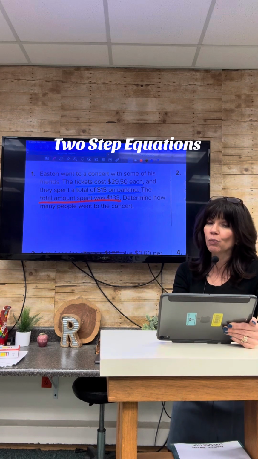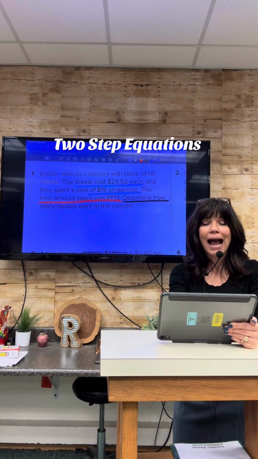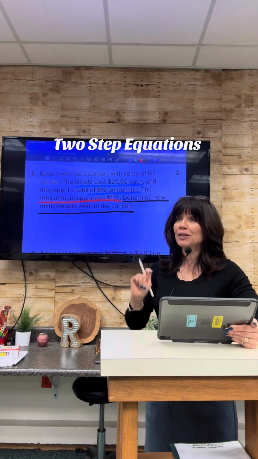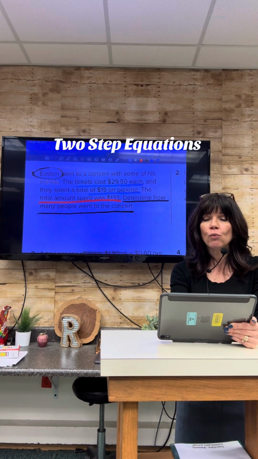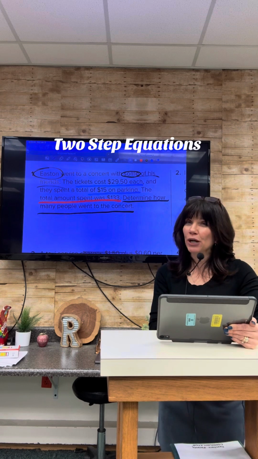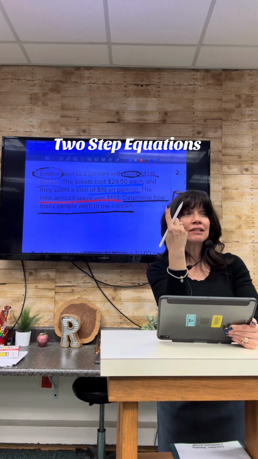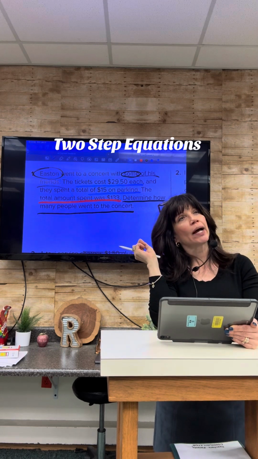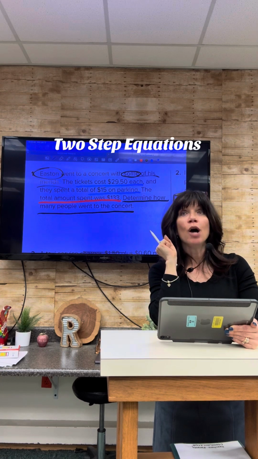Now they tell us what we need to find. The question says, determine how many people went to the concert. Because remember, at the beginning all they told us was Easton went with some of his friends. Does that give us a numerical value? No. But what do we know? Easton for sure went, right? So that's 1. And the use of the word some, does that mean he only took one friend or more than one friend? More than one friend.